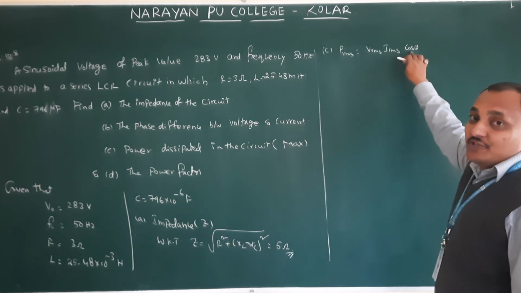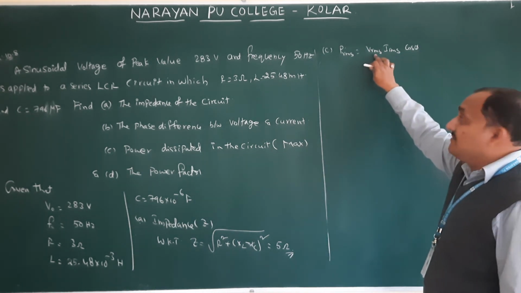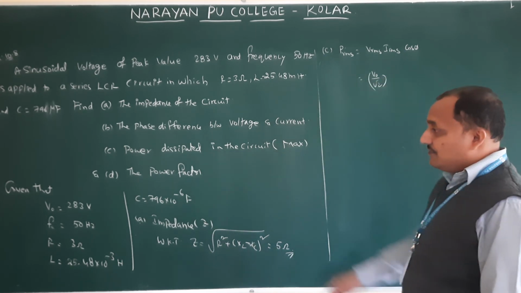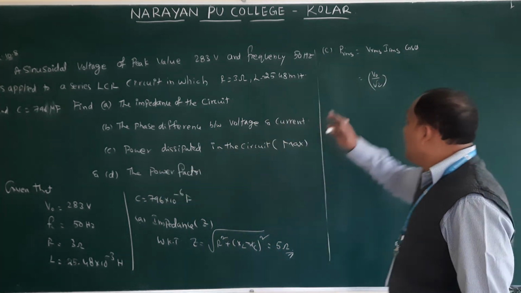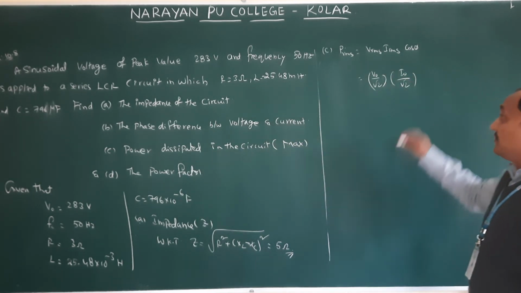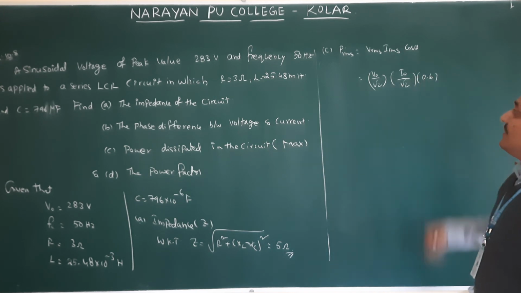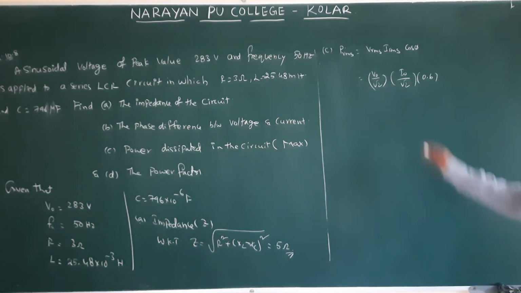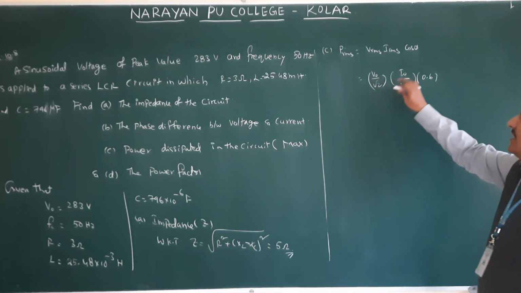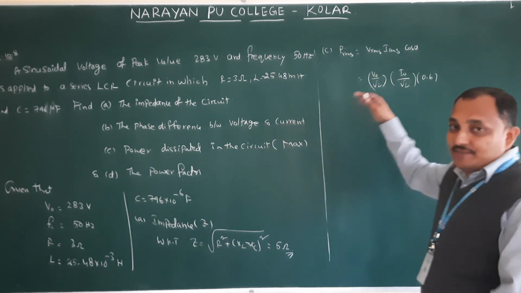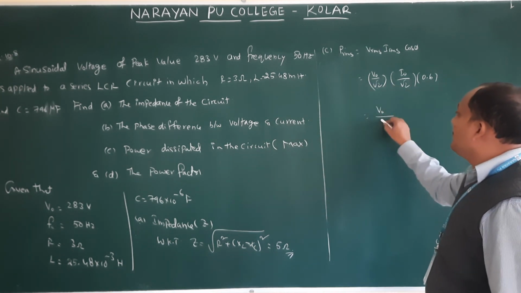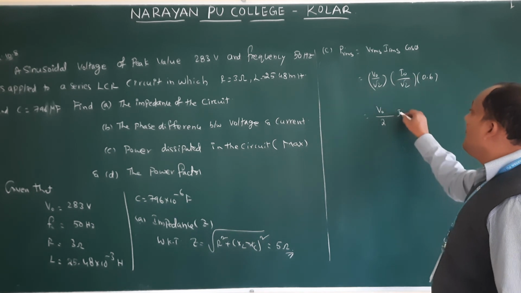Cos phi value we got 0.6. VRMS is nothing but V naught by root 2. V naught value is there. IRMS is I naught by root 2. Cos phi value we already came to know, 0.6. We know V naught, but I naught we don't know. Isn't it? At that time we will substitute V naught. I am just giving formulas for you, you have to substitute. V naught by root 2 into I naught by root 2, that is nothing but 2, I naught.